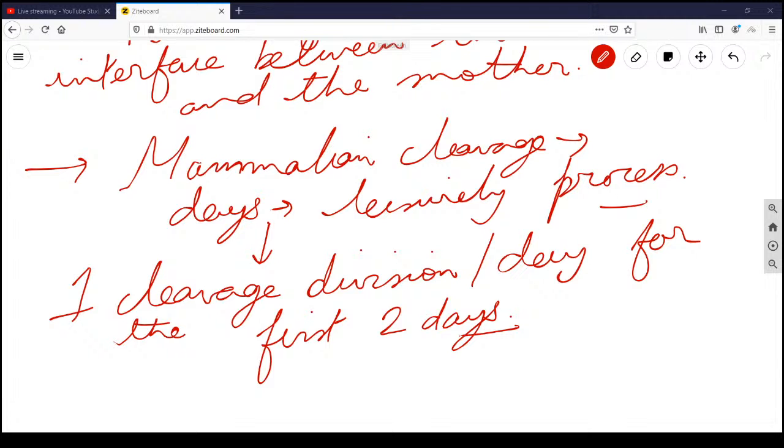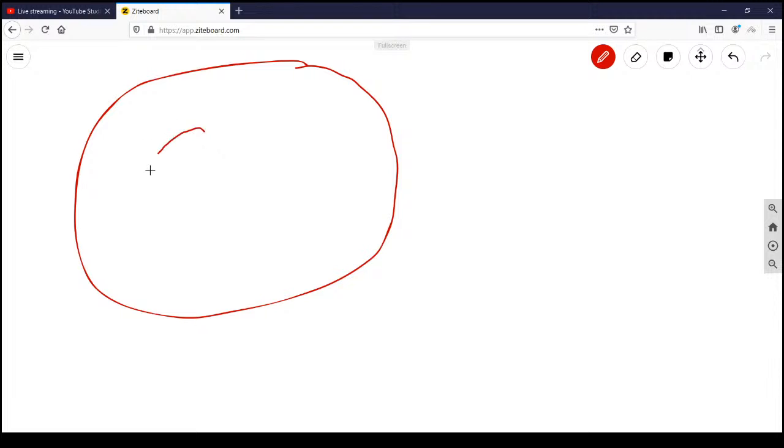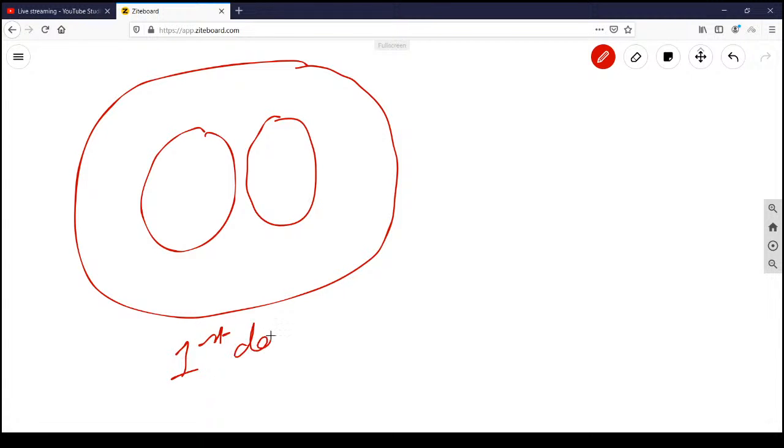So you can see in the cleavage, if I draw the diagram, this is the main cell. First, two nuclei are there. So first, A, you can call it two-celled.